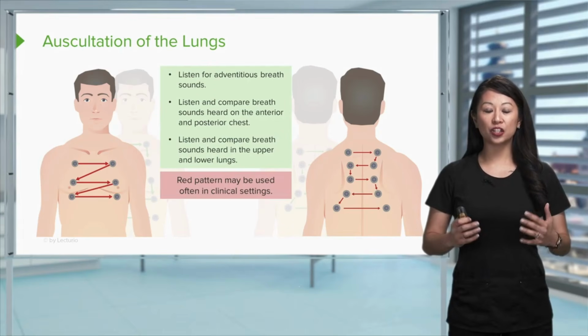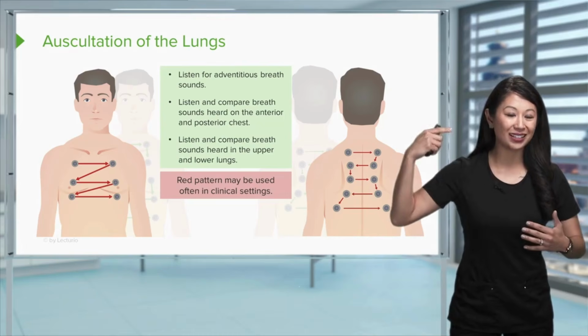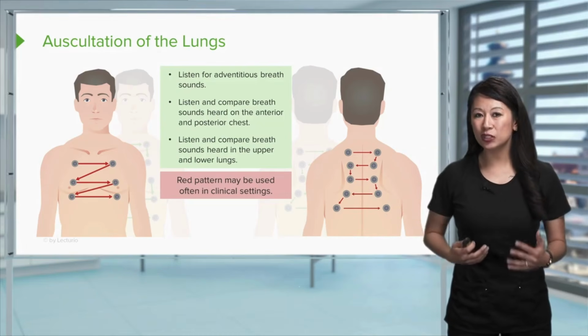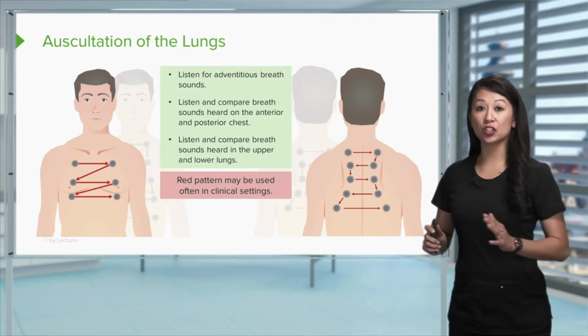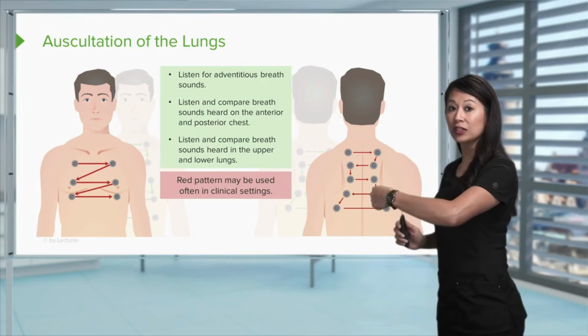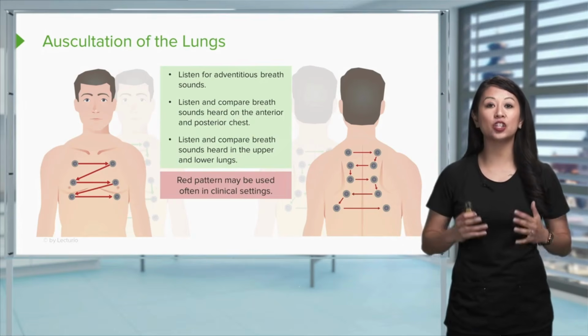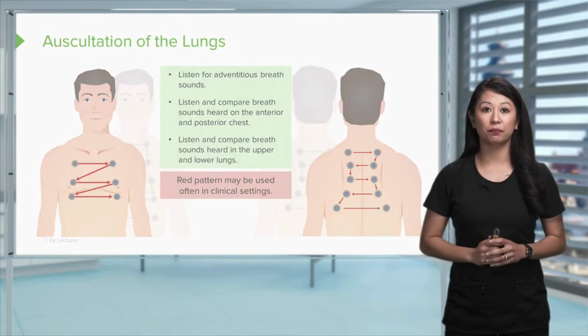So as you can imagine, setting up and being able to listen to the front and the back takes some strength and mobility of your patient. If they can't do this, you can always just have your patient roll and hold on to the side rail or get assistance and check their posterior lung fields.